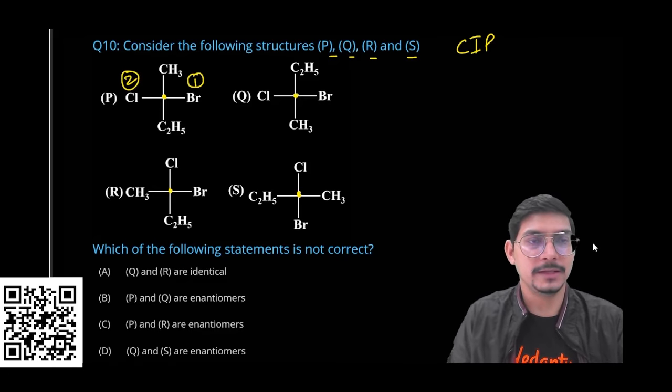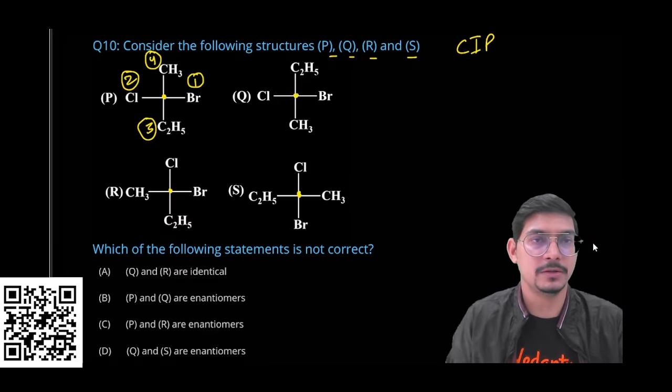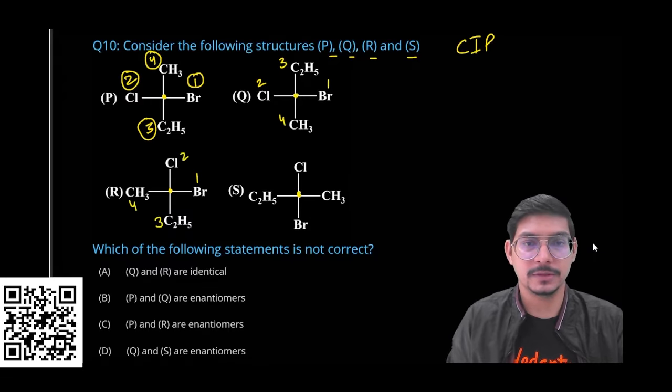And methyl and ethyl, out of these 2 groups, ethyl will have higher priority, right? Because in ethyl, the carbon is joined to 1 carbon and 2 hydrogen, but in methyl, the carbon is joined to 3 hydrogen atoms. So this should be our number 3 substituent in the priority order, and methyl is the least priority. So we can give these priorities to all of them. Similarly 1, 2, 3, and 4, and similarly 1, 2, 3, and 4.